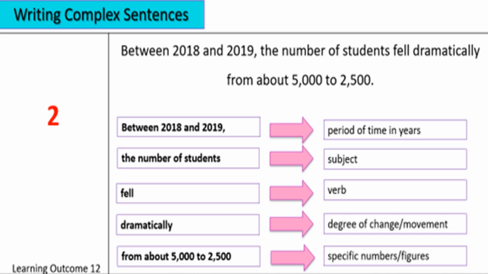Then you write the subject. Subject is nothing but the title in the graph. Where is the title given? In the question or on the top of the graph. So you write the subject. The subject here is the number of students. What was the verb we used there? Fell. If it is a downward trend, we use the verbs to describe the downward trend. If the trend is upward, we use different words. So fell, and how it fell? Dramatically. Then you write from how much to how much. Specific numbers. Clear? Let's move on to the third structure.